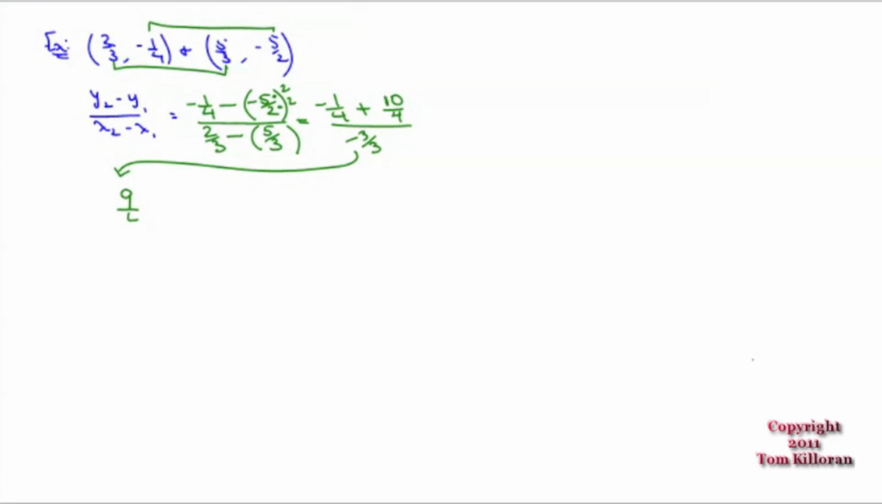9/4 divided by negative 1. So this is going to be my slope. Boringly enough, it's another negative slope. Must be one of my favorite types. Not bad, right?